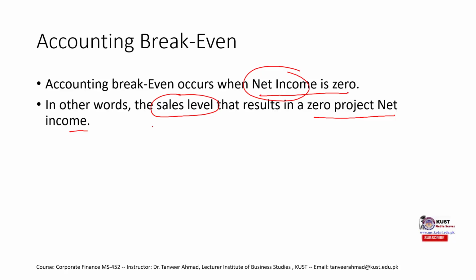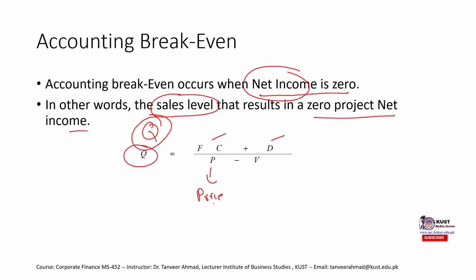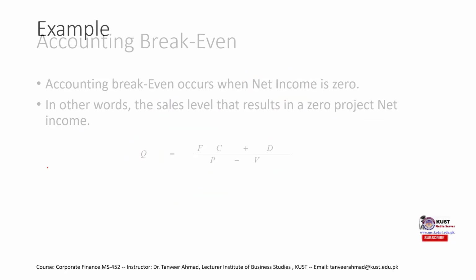So we need to find that quantity, that Q, that level of sale at which net income would become 0. To find that level of sale, Q is equal to fixed cost plus depreciation divided by P, where P stands for the selling price, minus the variable cost. We would have an example in the next slide.